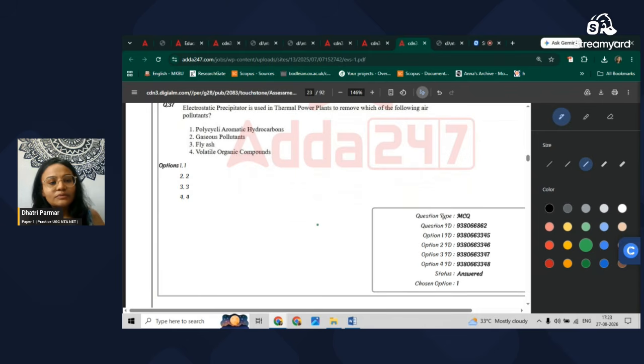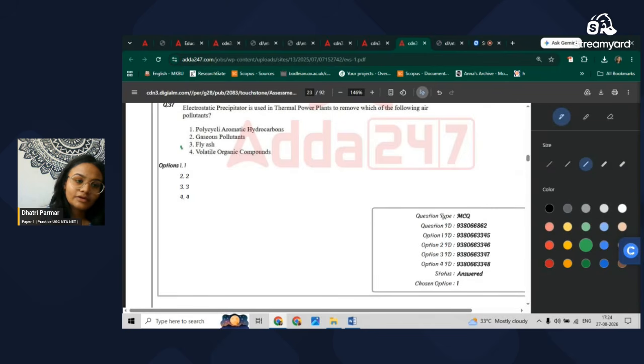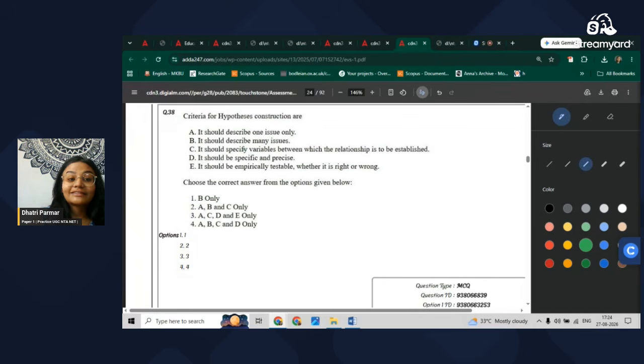Electrostatic precipitator is used in thermal power plants to remove which of the following air pollutants. Now again from this, it is from people and environment. And let's see the answer, 6862, and the answer is fly ash. So what is used here? Electrostatic precipitator.